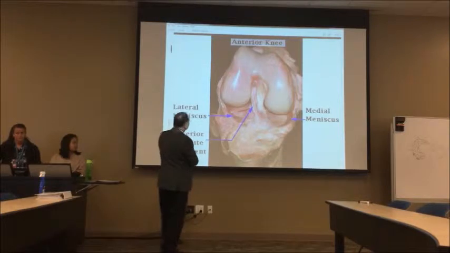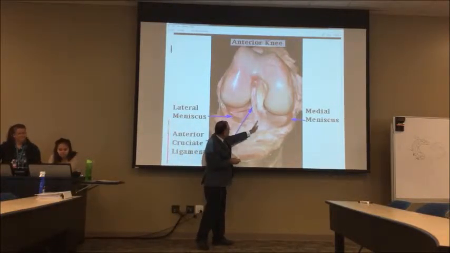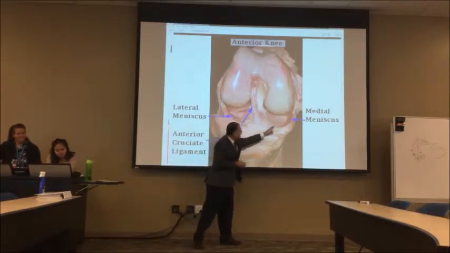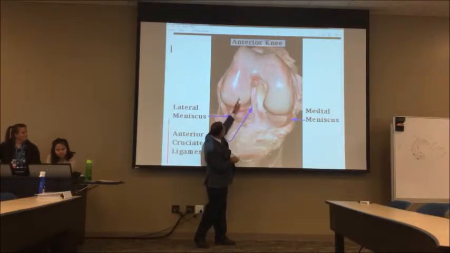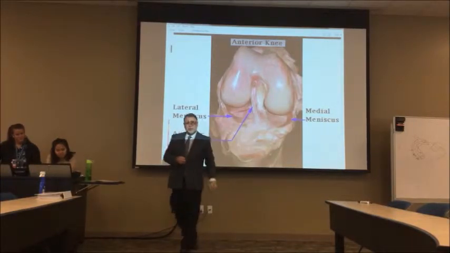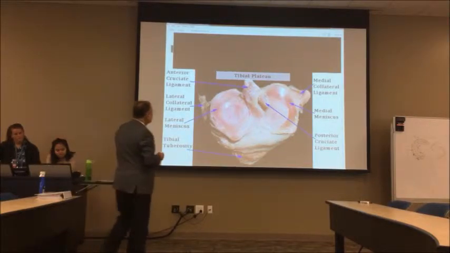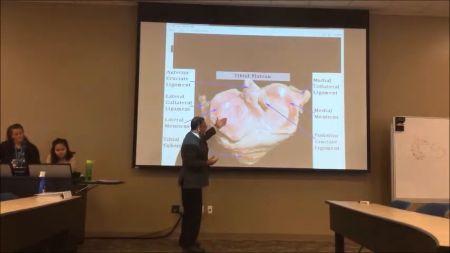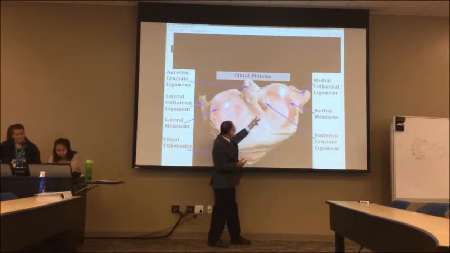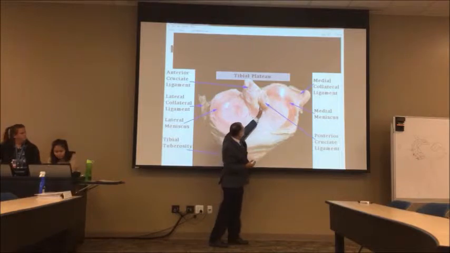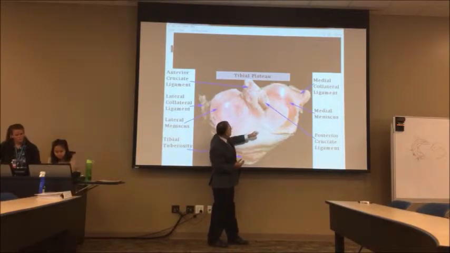Just a quick view of the medial side: the ACL, the medial meniscus, and the lateral meniscus. From medial to lateral, the ACL is located first. The posterior cruciate, looking at an axial or transverse view, you can see that it's placed posterior to the anterior, and the shape of it comes from a little bit more lateral into medial.